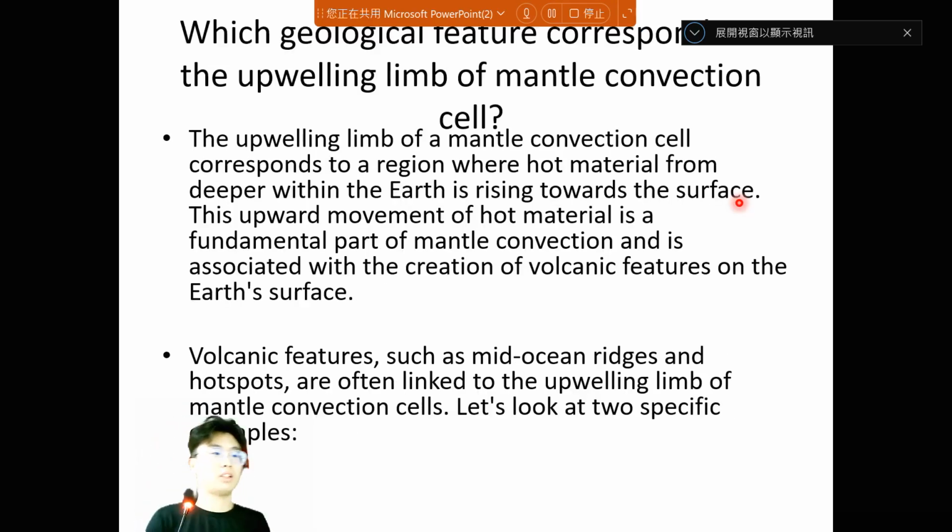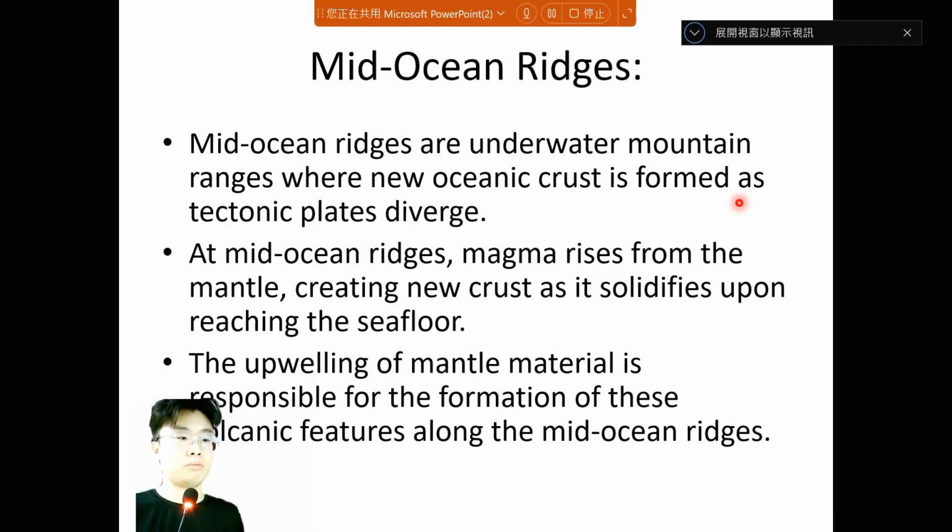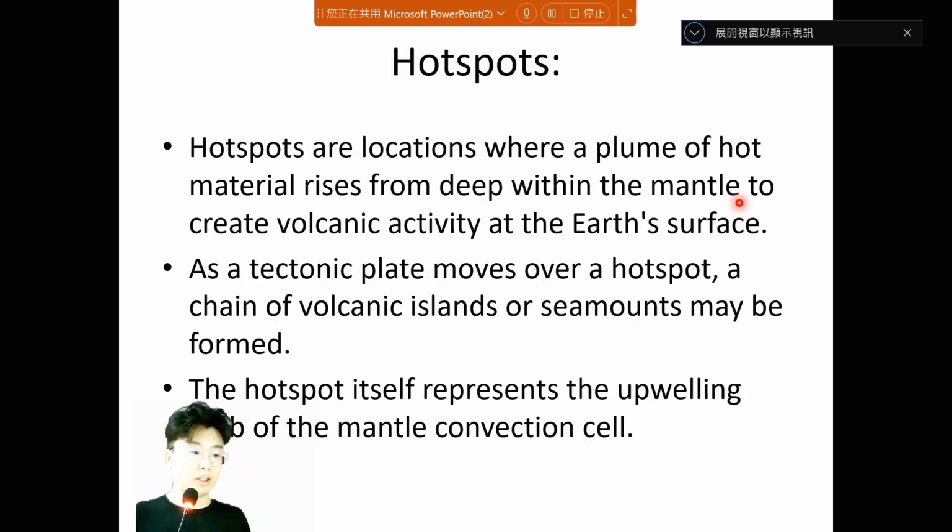The second question is, which geological feature corresponds to the upwelling limb of a mantle convection cell? The upwelling limb of a mantle convection cell corresponds to a region where hot material from deeper in the Earth is rising toward the surface. I have two volcanic features. One is mid-ocean ridges. It is the underwater mountain range where new oceanic crust is formed as plates diverge. The upwelling of mantle material is responsible for the formation of this volcanic feature along the mid-ocean ridge. And the second one is hotspots.